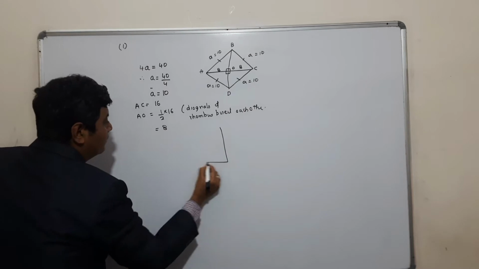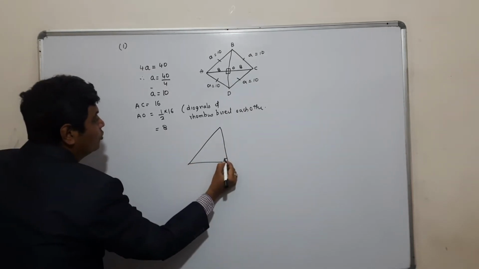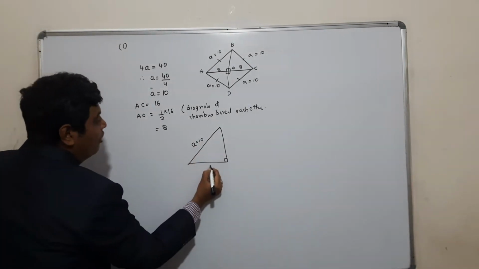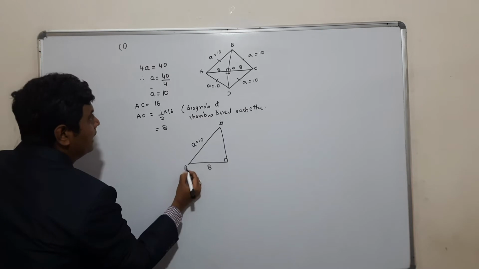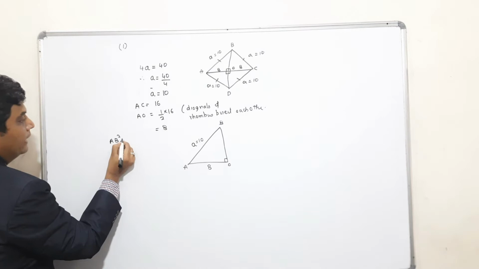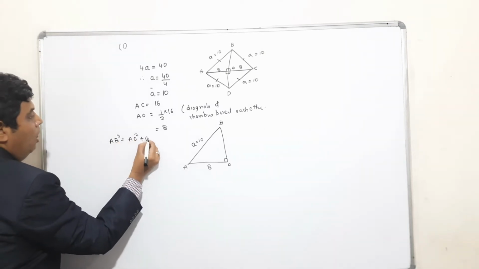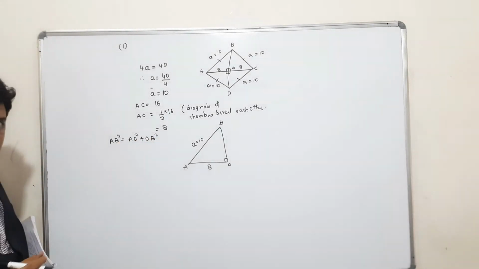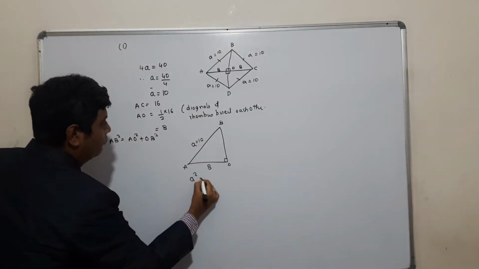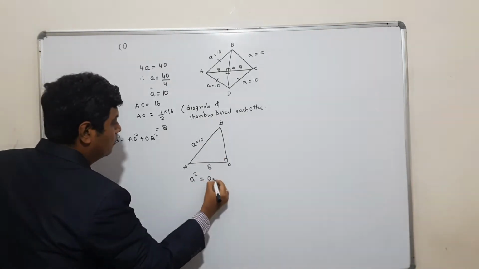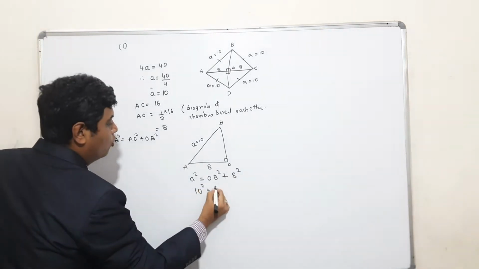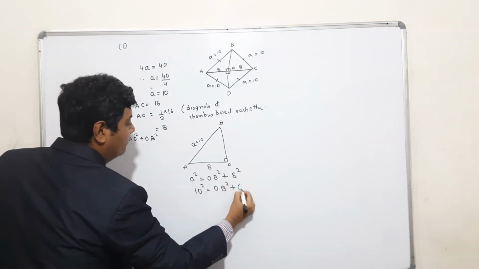Now consider this triangle. Whenever 90 degree comes, you should remember about Pythagoras theorem. So this is your A, which is equal to 10. This I have found out it is 8. This is B, this is A, and this is O. I have to find BO. So can I say AB square is equal to AO square plus OB square? Correct? So Pythagoras theorem. So I can write A square is equal to OB square plus 8 square. What is A? 10. So 10 square is equal to OB square plus 8 square, which is 64.